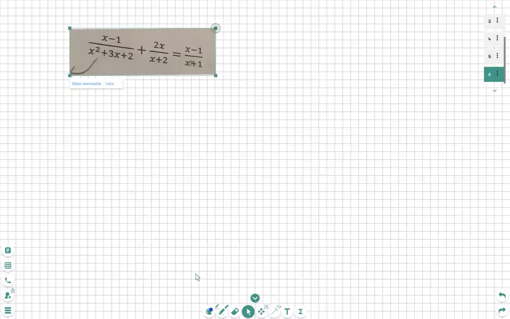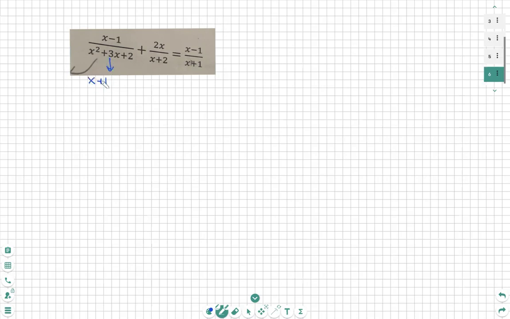Hello. In this video, we're going to go over solving the rational expression you see below. These ones are quite easy and not as bad as the simplifying rational expressions, in my opinion, because we can cancel out all the denominators. First things first, we need to factor.